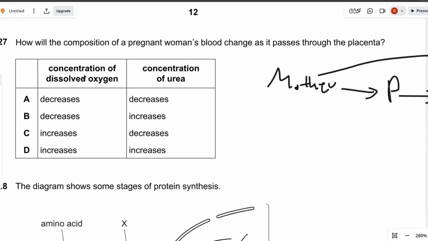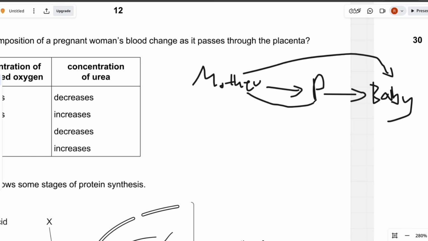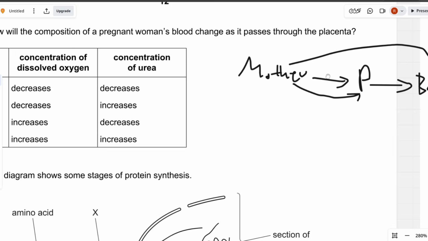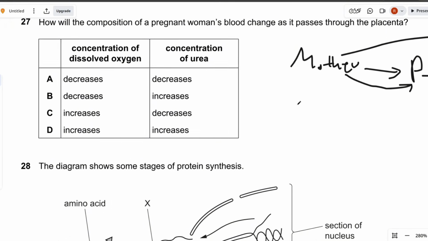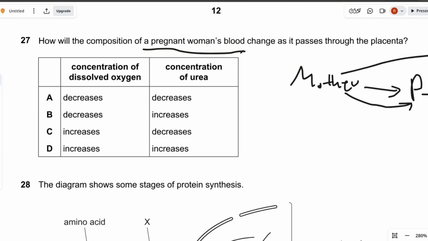So as the blood travels through the placenta, the oxygen in it will get consumed by the blood of the baby. Well, the oxygen will diffuse into the blood of the baby, and therefore the concentration of the dissolved oxygen in the pregnant woman's blood will actually decrease, therefore C and D are incorrect.